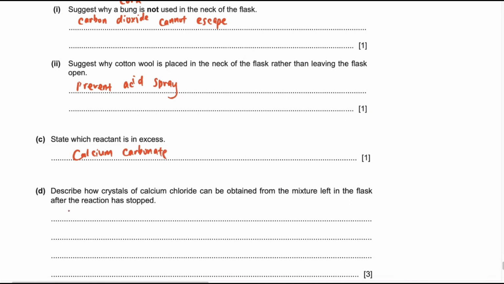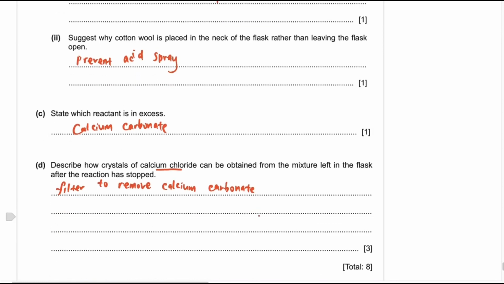Describe how crystals of calcium chloride can be obtained from the mixture left in the flask after the reaction has stopped. So you have to know that calcium chloride is a soluble salt. So first you have to filter to remove the calcium carbonate in excess. To remove calcium carbonate. Calcium carbonate is the insoluble substance. Then you have to heat to evaporate water.